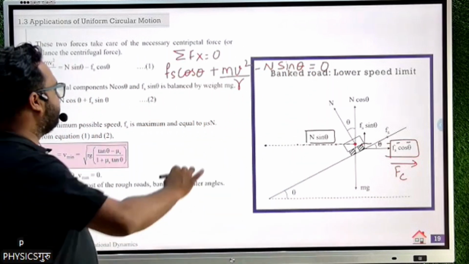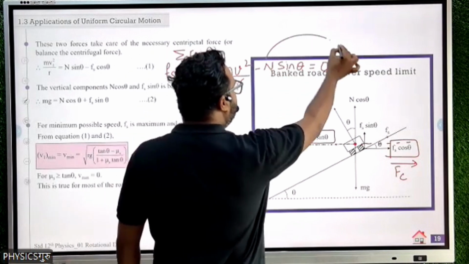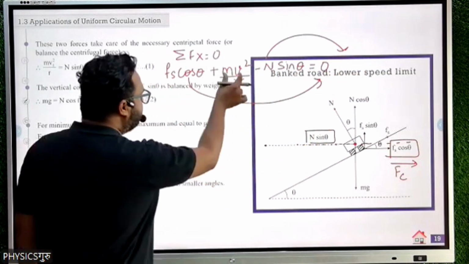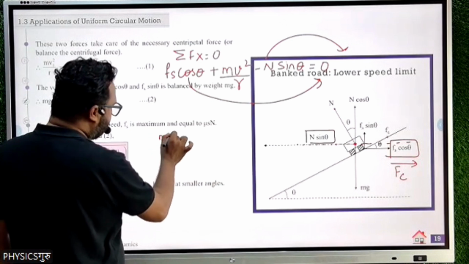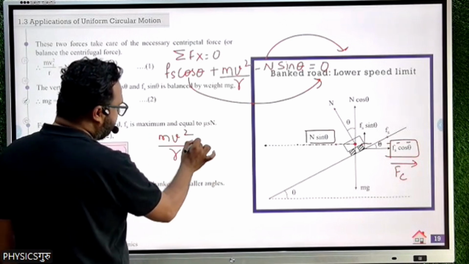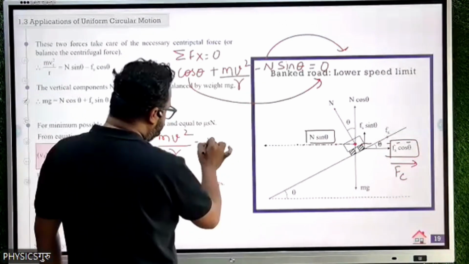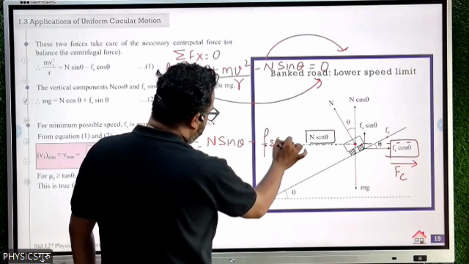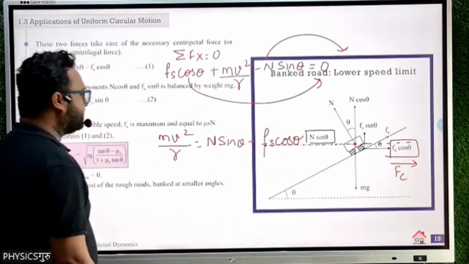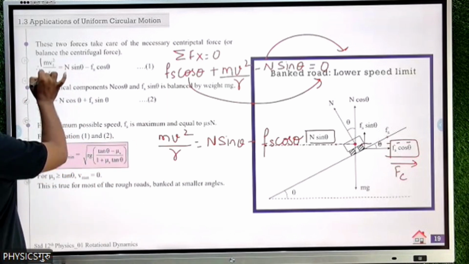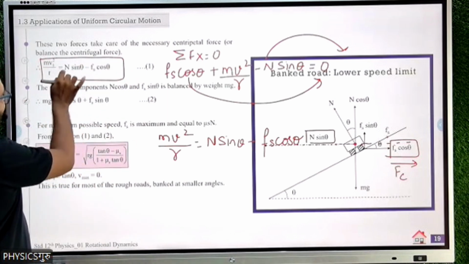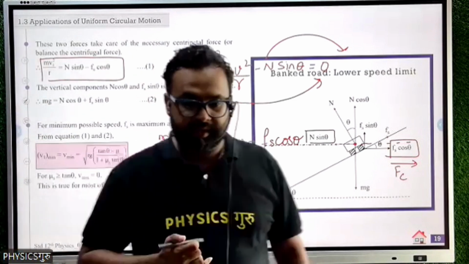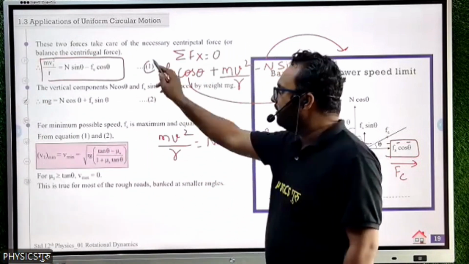Okay. Now I can move this N sin theta to the right, similarly Fs cos theta to the right. So we are left with mv square over r is equal to N sin theta minus Fs cos theta. See, mv square by r is equal to N sin theta minus Fs cos theta. Let us name this as equation number 1.